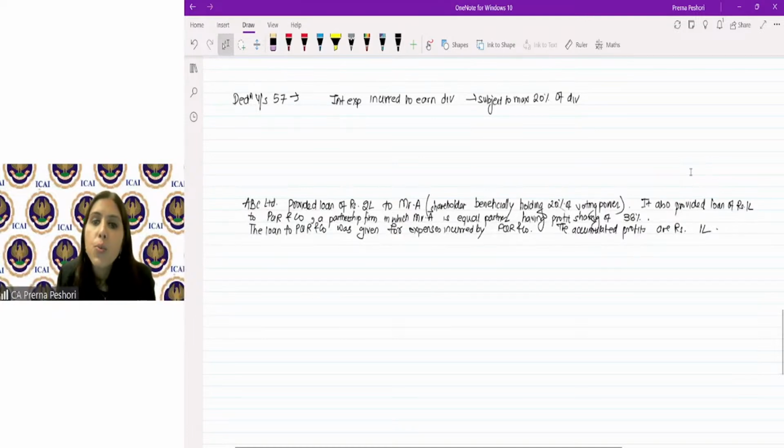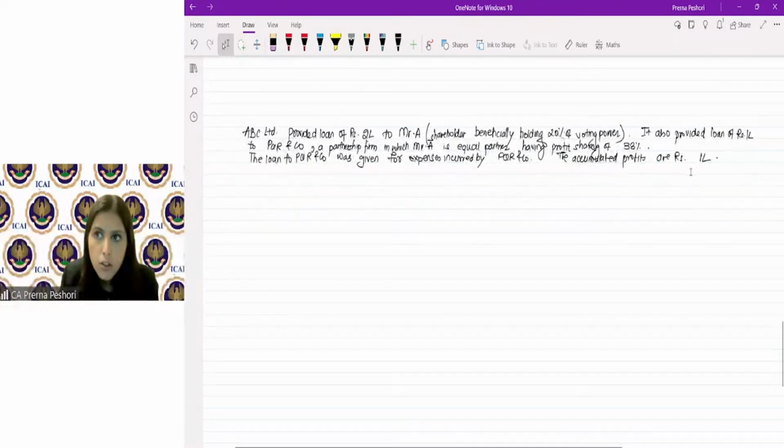So here it will be to the extent of rupees 1 lakh which is paid, which is the accumulated profit. So the entire 2 lakh will not be taxable. This is given in the ordinary course of business to PQR, so that will also not be considered as deemed dividend. So only to the extent of accumulated profit, this is going to be taxed as the deemed dividend, which is going to be 1 lakh rupees. Are we getting that? Okay.